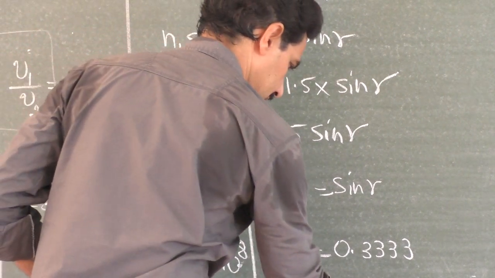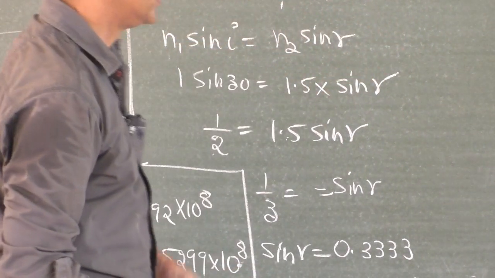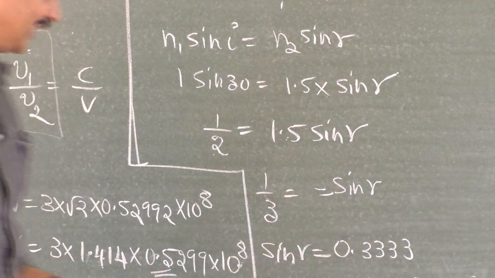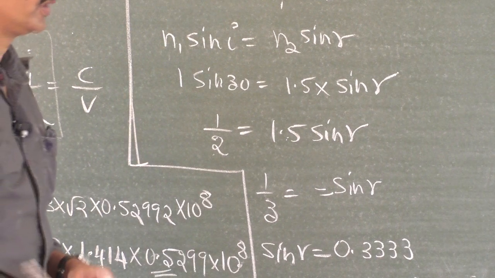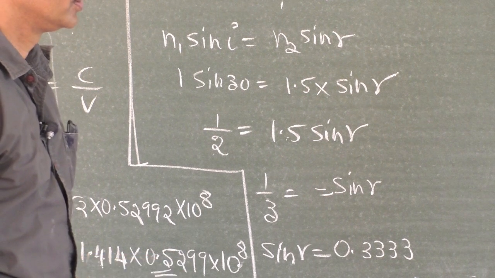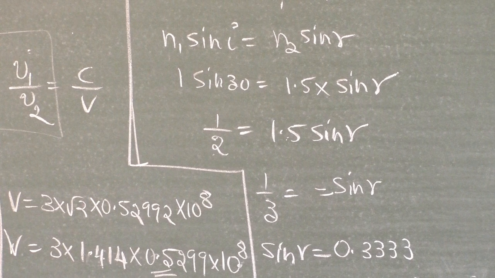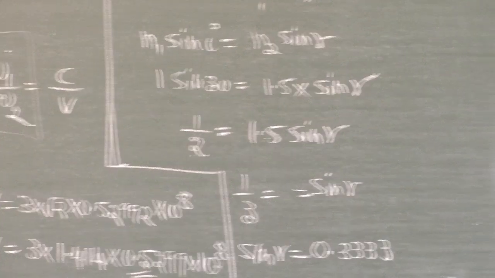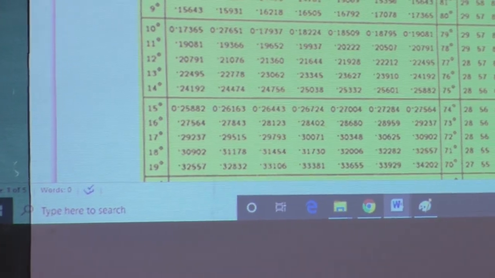Let us see if we will get it or not. So how to search 0.3333 in sine? We don't have 0.333 here. We have to go back, I think. It is less than 30 degrees. Sine 30 is 0.5, right? But this is 0.333, so it will be less. You have to go to the previous page. Yes, 0.333 you have to search here, somewhere here. I think we get it here, yeah.